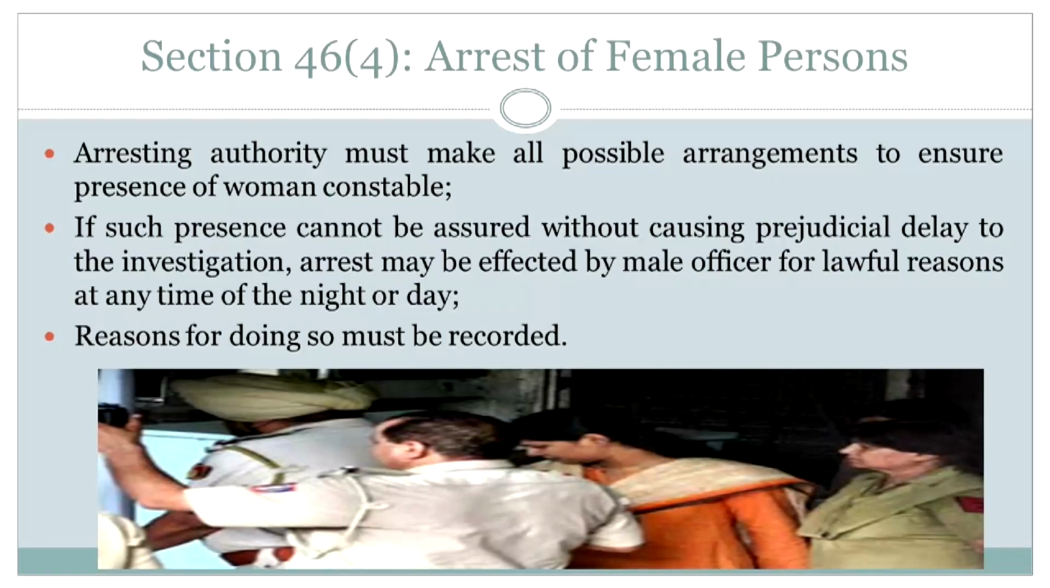Arrest of female persons. You see the image of Kanimozhi, the daughter of the DMK Supremo Karunanidhi there. Kanimozhi, if you all remember, was arrested in the 2G case, which we will deal with also in the context of bail. Section 46, Clause 4 states that the arresting authority must make all possible arrangements to ensure the presence of a woman constable when a female person is being arrested. If the presence of a female constable or a female police officer cannot be assured without causing prejudicial delay to the investigation, arrest may be effected by a male officer for lawful reasons at any time of the night or day, and the reasons for doing so must be recorded.